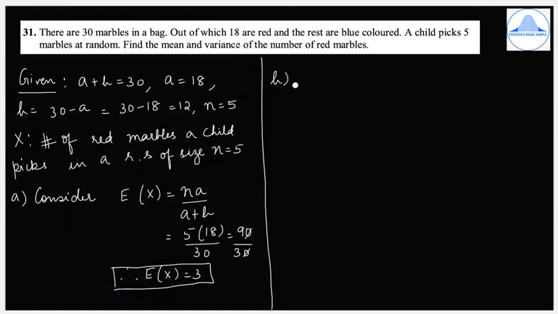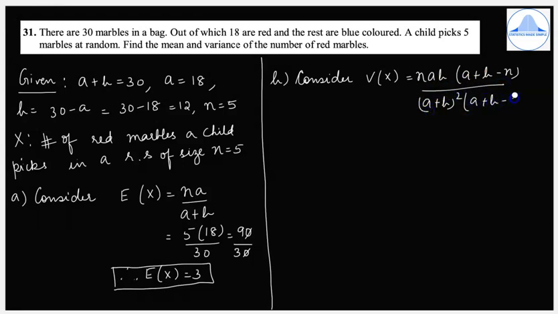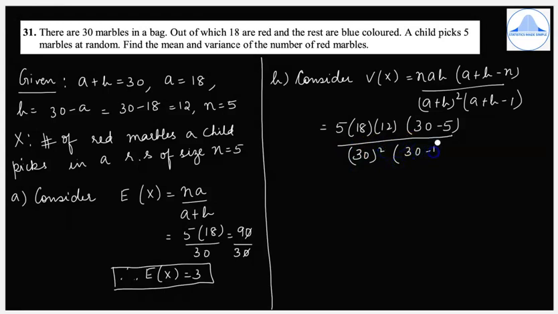Similarly, now let's find out the variance. Consider V of x is equal to NAB into (A plus B minus n) divided by (A plus B) the whole square into (A plus B minus 1). So which is equal to 5 into 18 into 12 into (A plus B is 30 minus 5) divided by 30 whole square, and here you will have 30 minus 1.